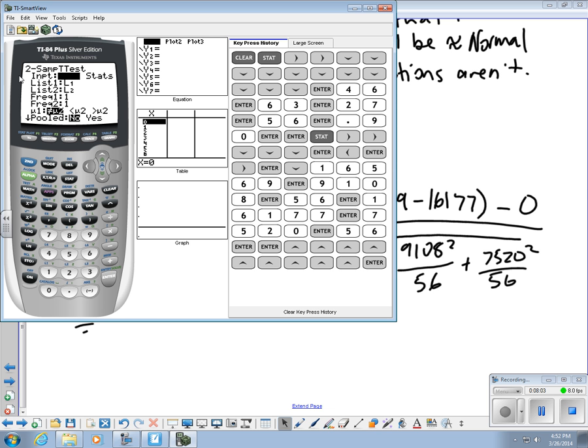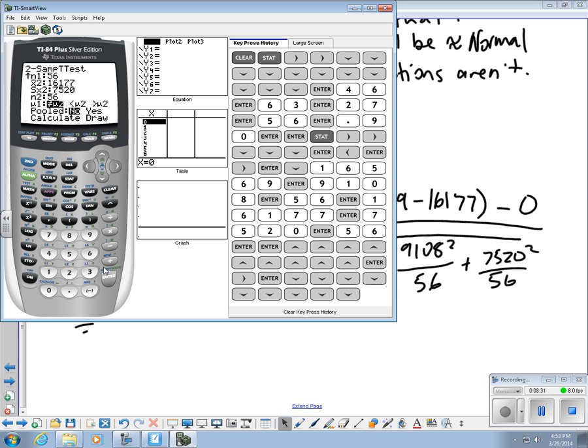I don't have the raw data. That would be if I had everything in lists. Instead, I'm going to choose 2-sample t-test and choose the statistics entry to enter summary statistics. Here's my male values, x bar, s sub x, sample size, and then female values. So enter your 2 different samples. My alternative is a not equal to, a 2-tailed alternative. Always choose no for pooled. Calculate. Notice it gives me a degrees of freedom along the way here.